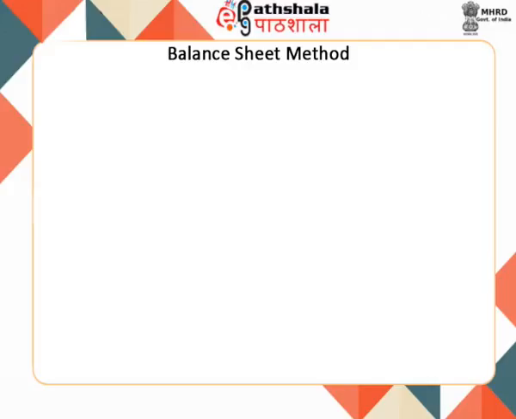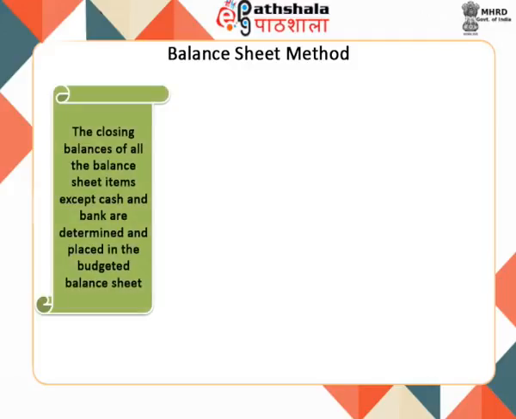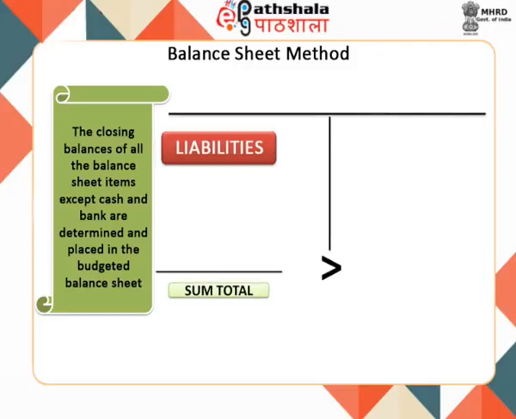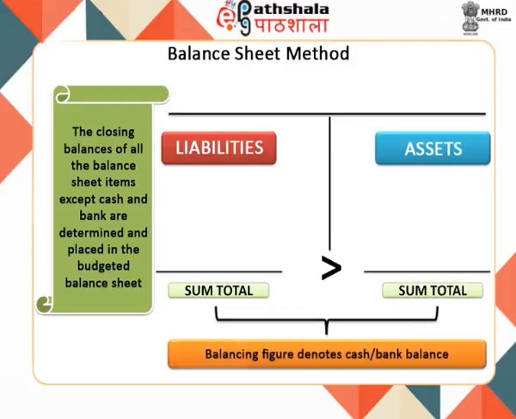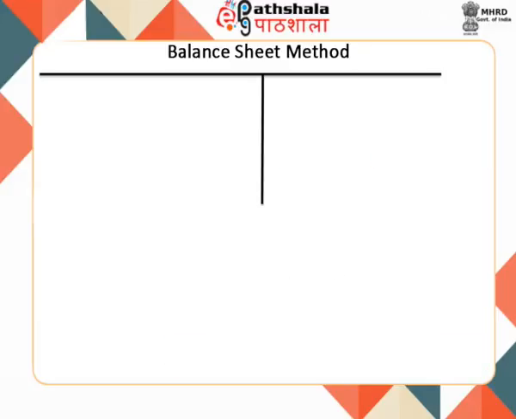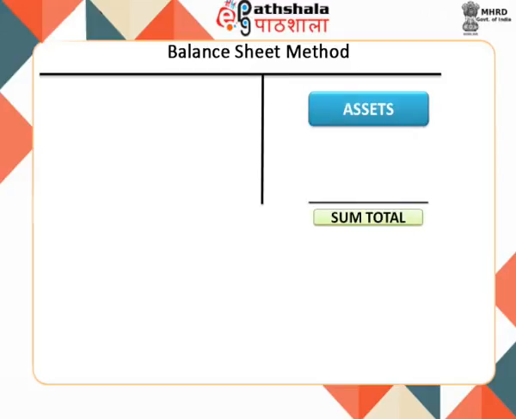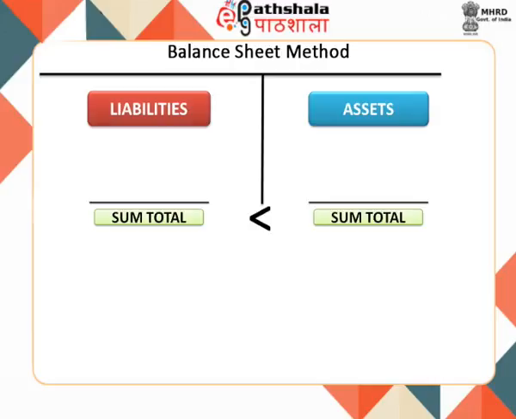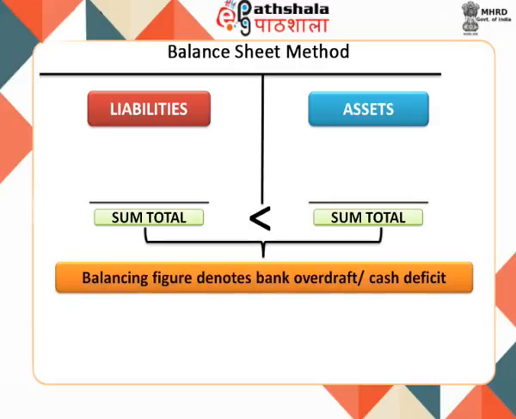Balance sheet method. In this method, the closing balances of all the balance sheet items except cash and bank are determined and placed in the budgeted balance sheet. If the sum total of all the liability side items exceed the sum of the asset side items, the balancing figure denotes the cash or bank balance. On the other hand, if the sum of asset side items exceeds the sum of liability side items, the balancing figure denotes the bank overdraft or cash deficit.